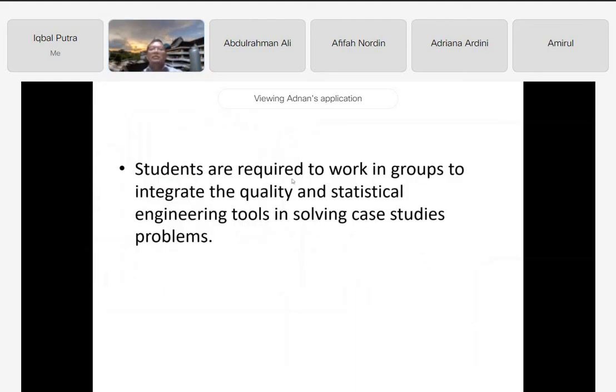All right, students are required to work in a group to integrate quality and statistical engineering tools in solving a case study. Ideally, we want you to see that you are implementing several techniques. Not only control charts, but there are other techniques that you have learned, the fishbone, the cause and effect diagram that is used for solving quality problems. That's why we say Six Sigma is integrating. Six Sigma is basically the umbrella of many quality engineering tools and quality systems that you are learning.